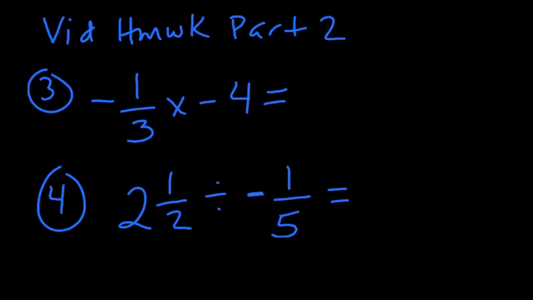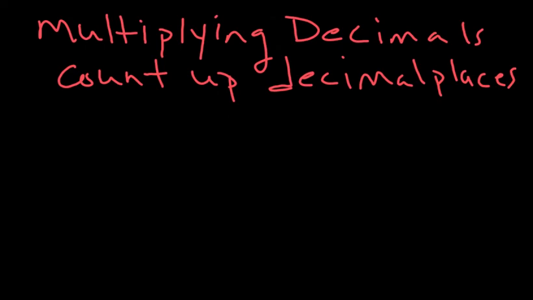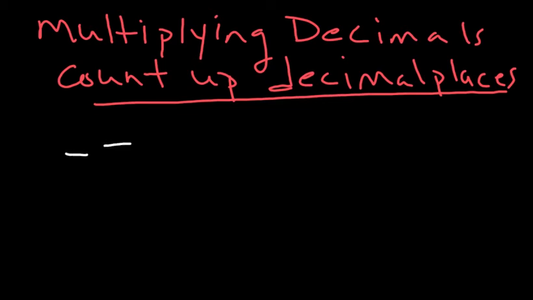Here's the second part of video homework, 3 and 4. Okay, multiplying decimals. Remember, anytime you're multiplying decimals, you always have to count up the decimal places and put it back into the answer. So, you might have -5.4 times 3.2. Go ahead and decide, is the answer positive or negative?